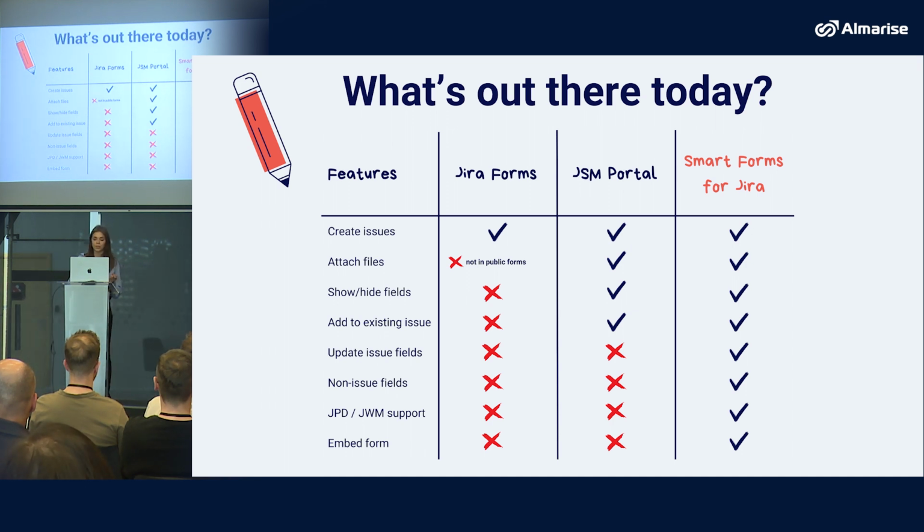Next, we have the JSM portal. It's a huge one. It's structured, but it's also more complicated. So you have request types, SLAs, queues, and it looks great at first sight, but we also have some limitations that you can see in this table.